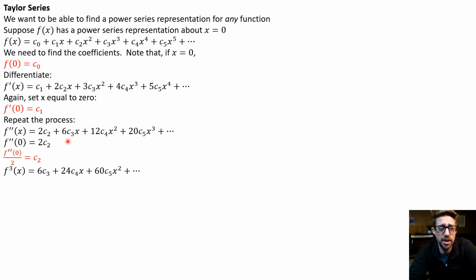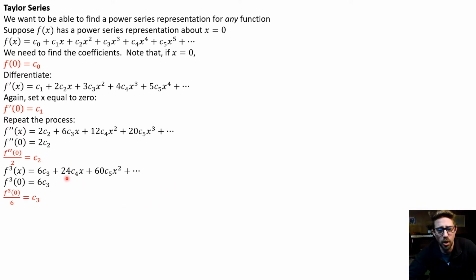Okay, so we just differentiate it again. So we get 6c3 plus 24c4x plus 60c5x squared. You can see, again, the only thing that's going to matter is this 6, because now f3 of 0 is just all these x's are going to be 0. So 6c3 is the only thing that survives, which means that c3 is f3 over 6. Okay, so these numbers seem kind of random, but I think on the very next one you'll see what these numbers are. Okay, so one more.